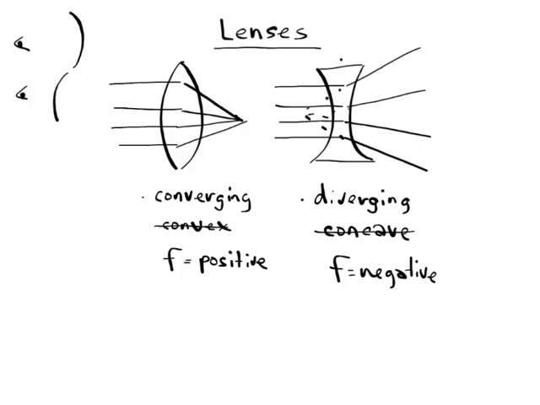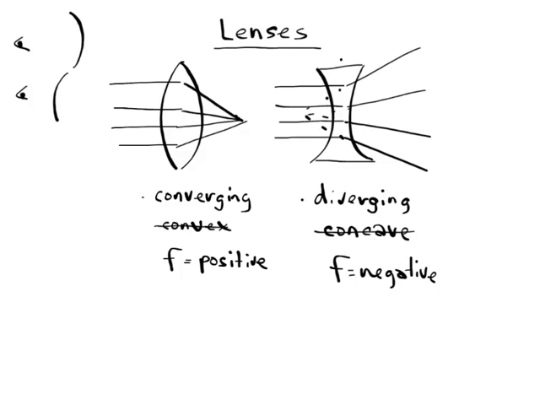The types of images you create: a converging lens can make 3 types of images, just like a converging mirror. A diverging lens can only make 1 type of image, just like a diverging mirror. So they're really very, very similar. The math is actually identical.